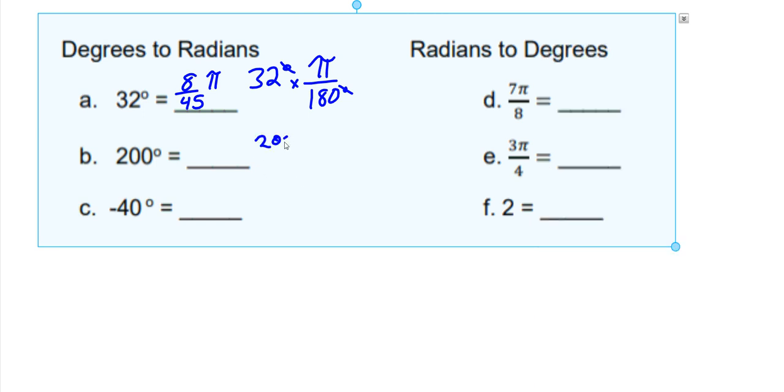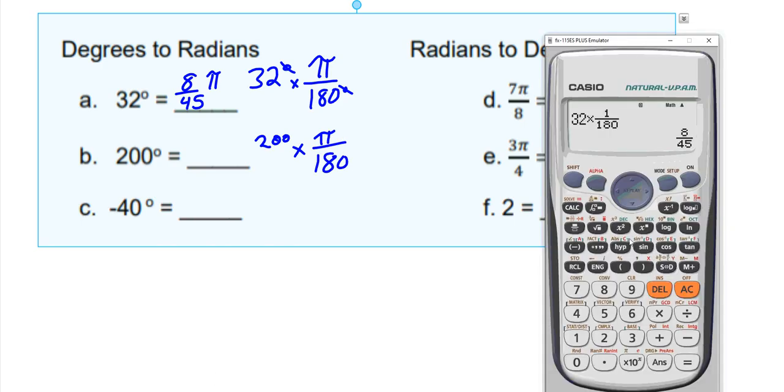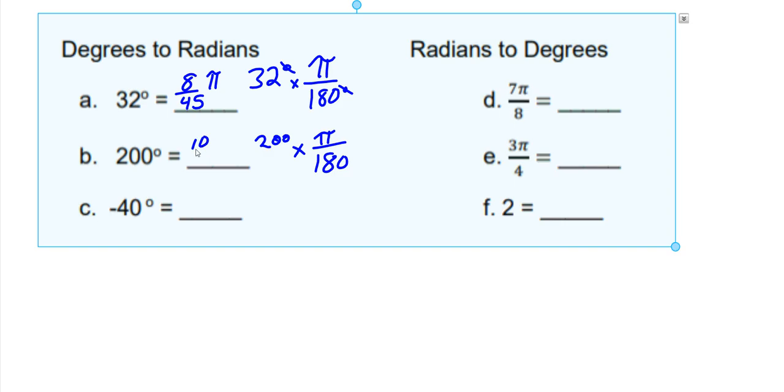So same thing, 200 times pi over 180 because we're trying to cancel degrees. Get your calculator. I'm just going to leave that alone and just change the 32 to 200. 10 over 9, 10 over 9 pi. Negative 40, no fret. You still put the 40 in there. We're still multiplying.